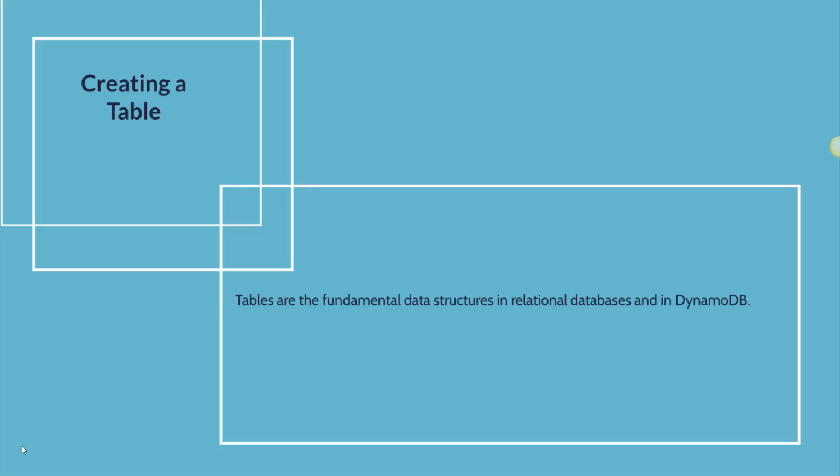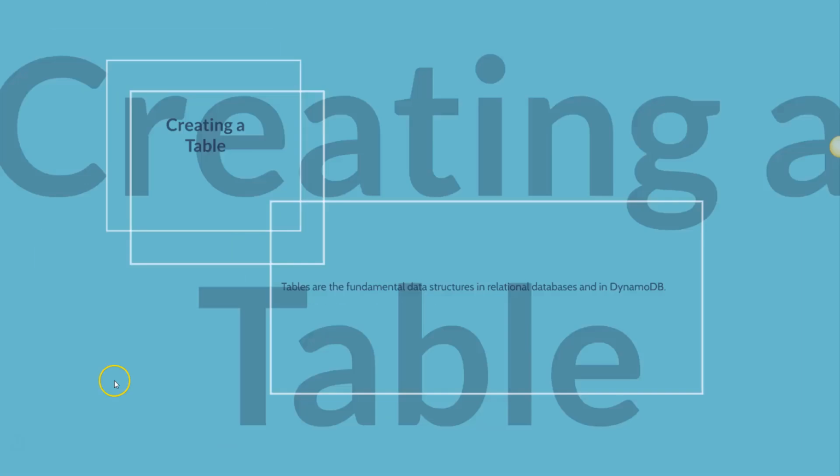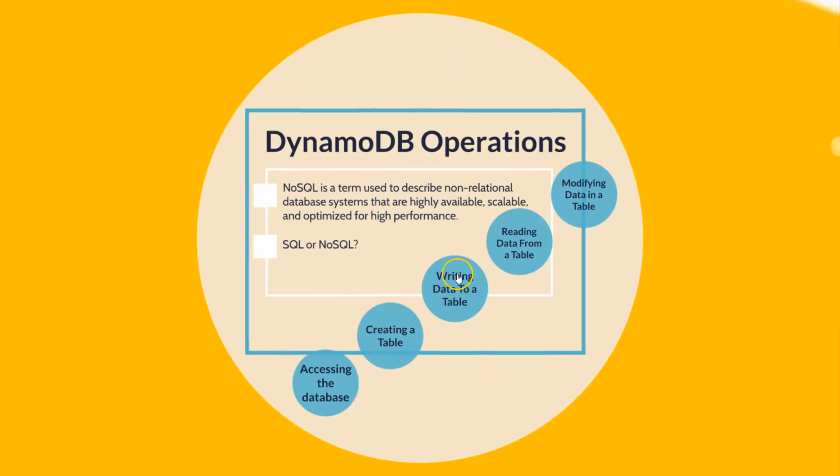But if you go to AWS, DynamoDB tables are schemaless other than the primary key. So other than the primary key, you do not need to define any attributes or data types at table creation time. Now we will see writing data to table.